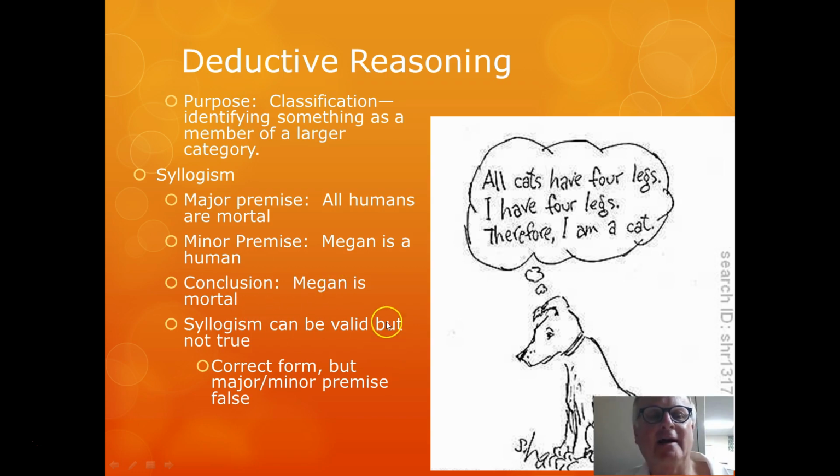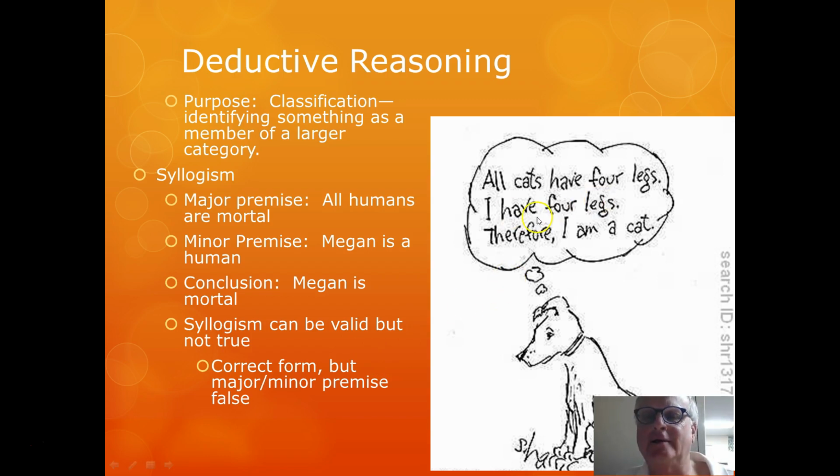Okay, so that's kind of the way it works. A, B, C, A, C, B. So you can express that kind of symbolically. There are problems with this. One is you can develop a syllogism that is valid in terms of its form, but it could be not true. And here we have a good example of that.